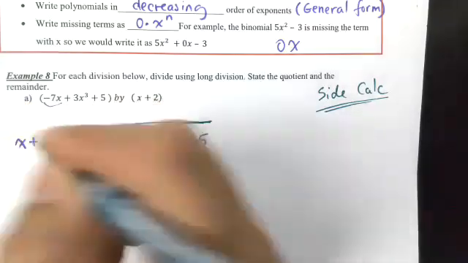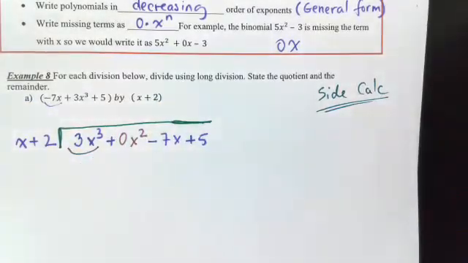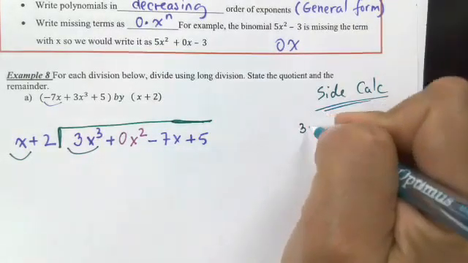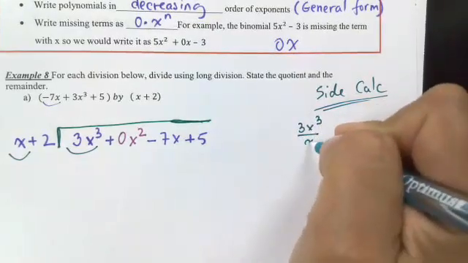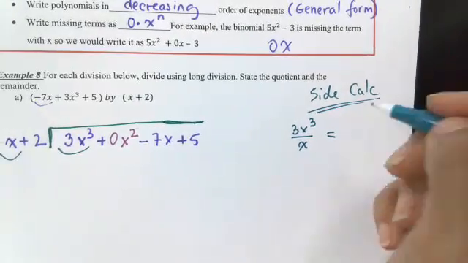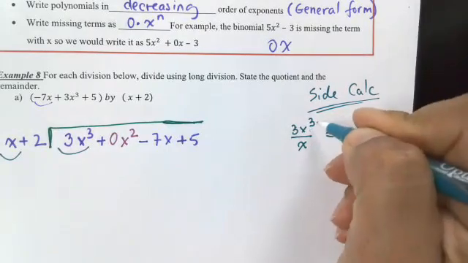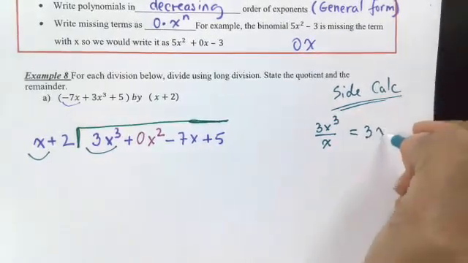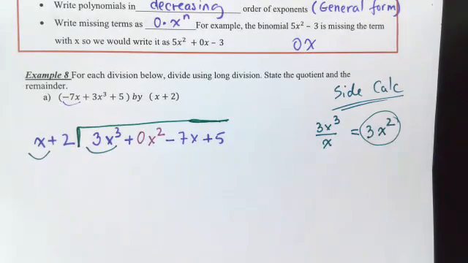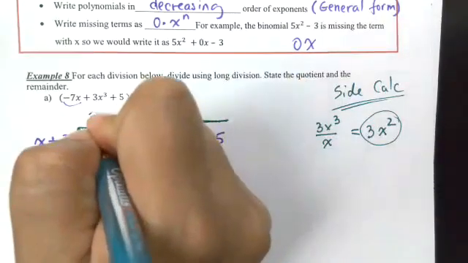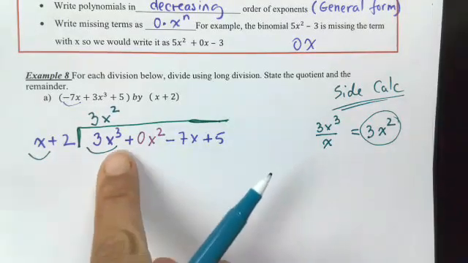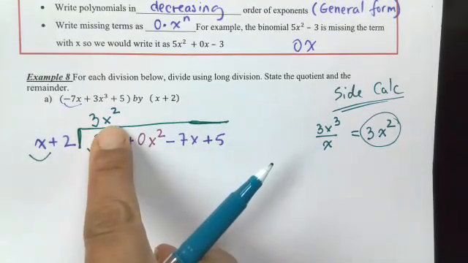The first thing we do is take the first term of the dividend and we divide it by the first term of the divisor. So we have to do on the side calculation, 3x cubed divided by x. And we get 3 divided by 1, which is 3, x cubed divided by x, which is x squared. And this is going to be the first term of our quotient, our answer. So we write it here at the top, 3x squared. So the first division, we do it. We get our first 3.